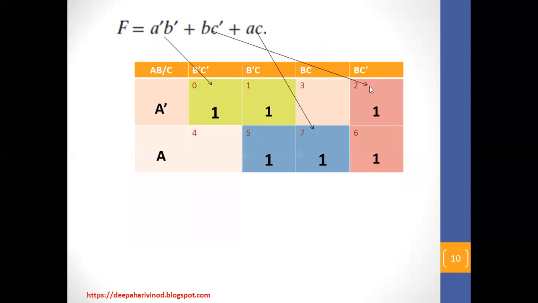ab. In the same way, if I group in this way, then I'll get the alternate solution, that f equal to a bar b bar plus b c bar plus ac. Both are correct. We cannot say that this is wrong, that is wrong. Both are correct answers for the given problem. Hope you understood how to solve this Quine McCluskey. For further problems, we will discuss in the next lecture.